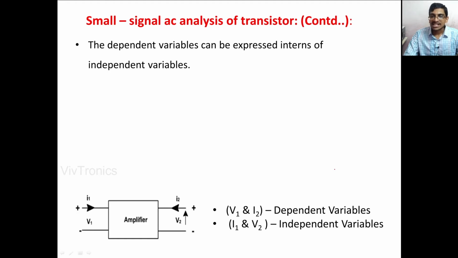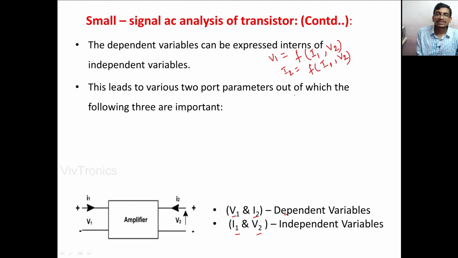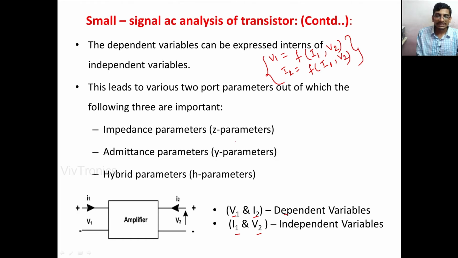Here the dependent variables can be expressed in terms of the independent variables. We assumed the input voltage and output current are the dependent variables, and input current and output voltage are independent variables. Therefore, V1 is a function of the independent variables I1, the input current, and V2, the output voltage, and I2 is also a function of the input current and output voltage. Like that we can represent the independent and dependent variables in the small signal equivalent circuits. These expressions lead to different two-port network parameters like Z parameters, Y parameters, which are called admittance parameters, and H parameters, which are called hybrid parameters.